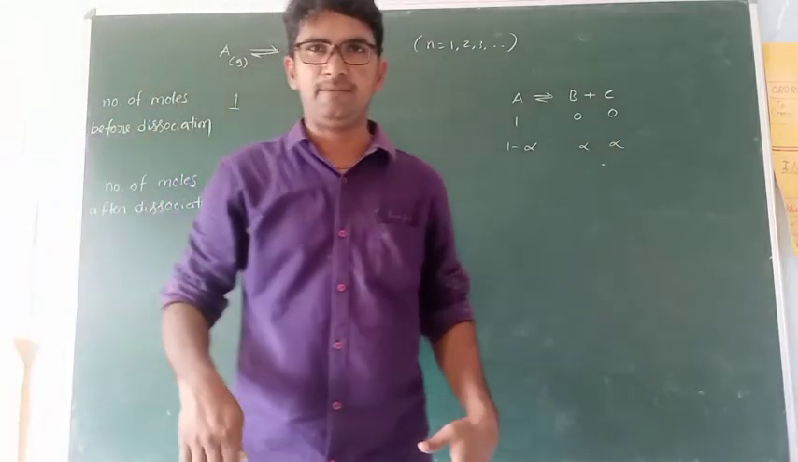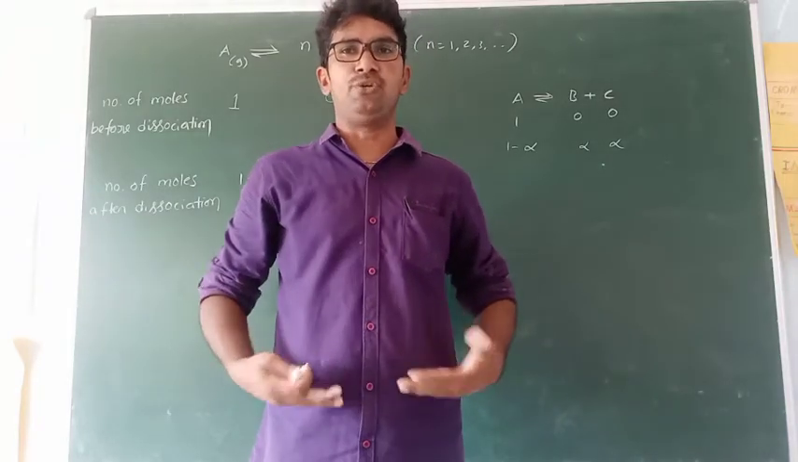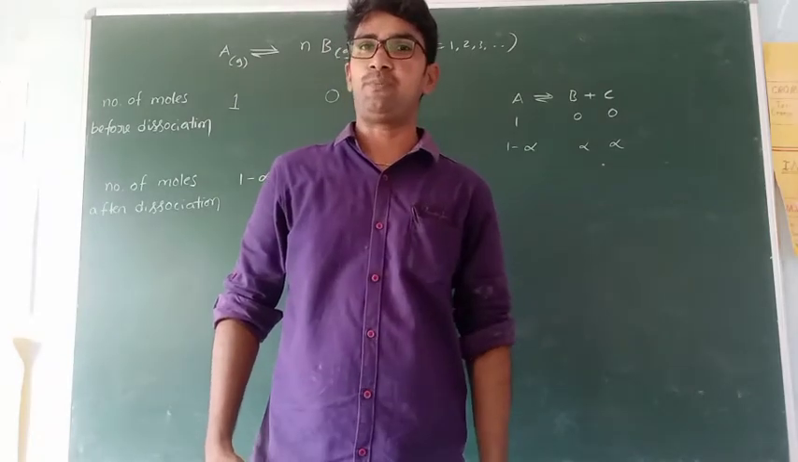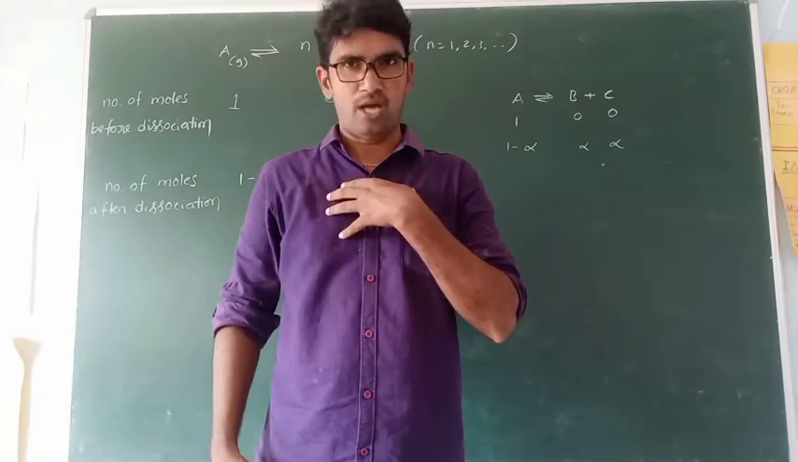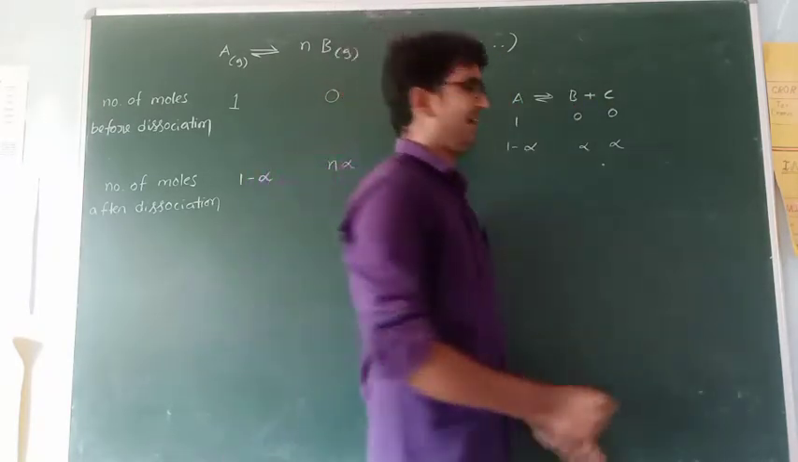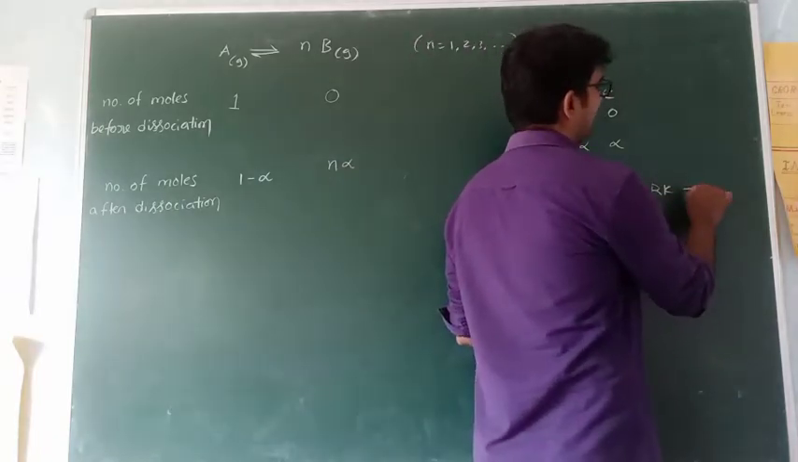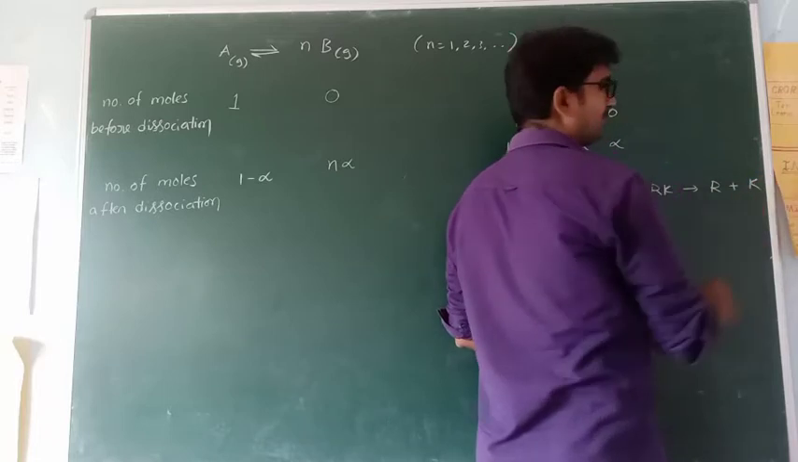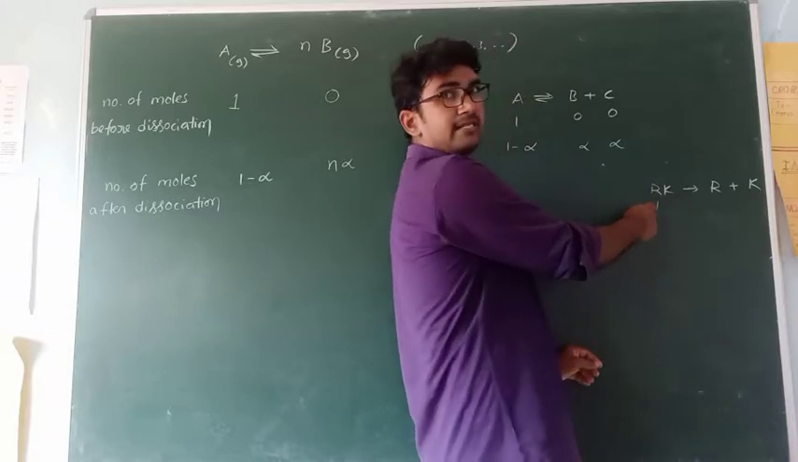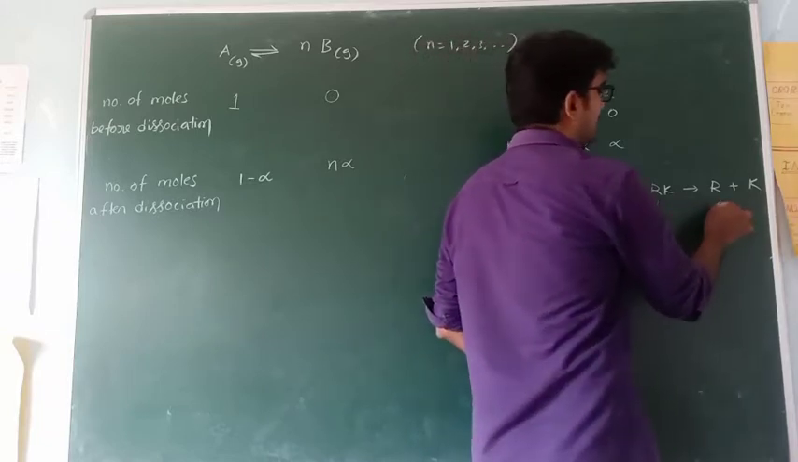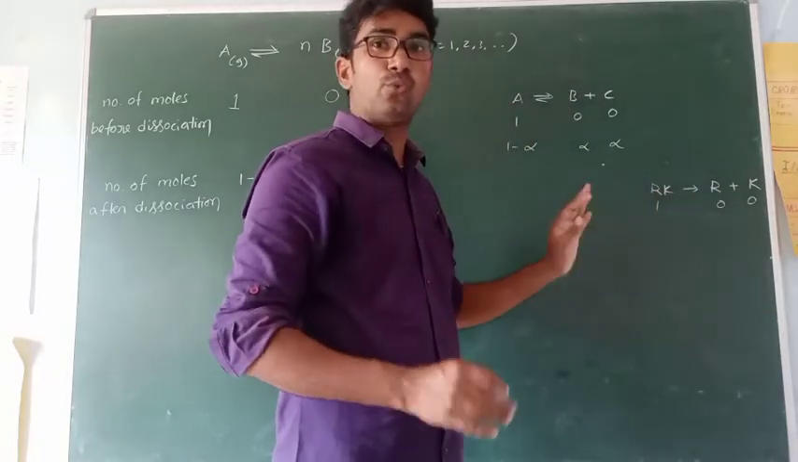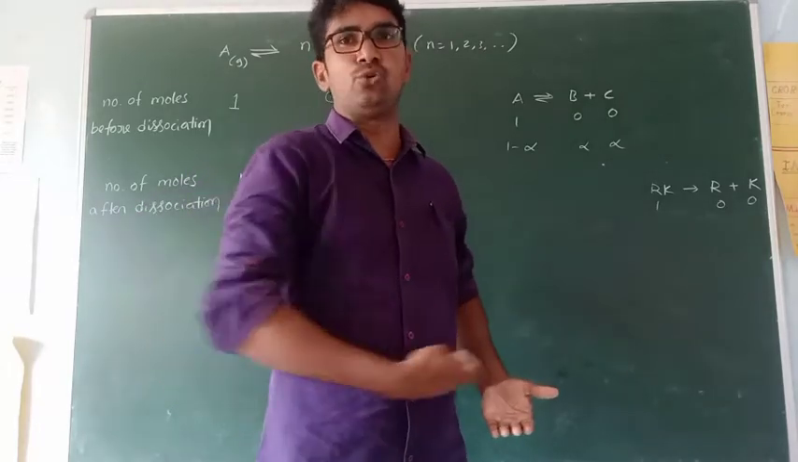For example, if you take my body, this is A. This A is converted into this part B and this part C. This is one part, this is one part. So one RK gives one R and one K. So one RK is dissociated as R plus K. For example, say we have 100 RK stars, initially 0, 0. In those, only 60 RK stars are cut into 2 parts.